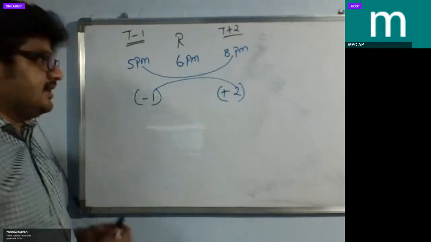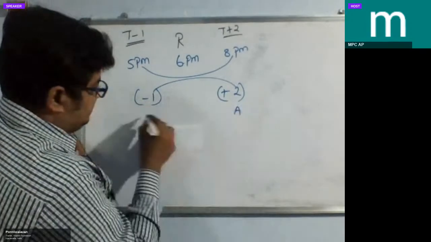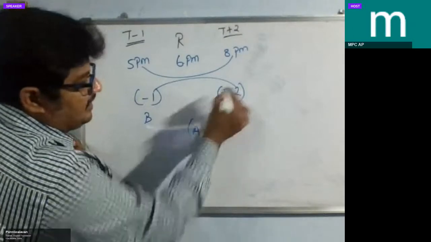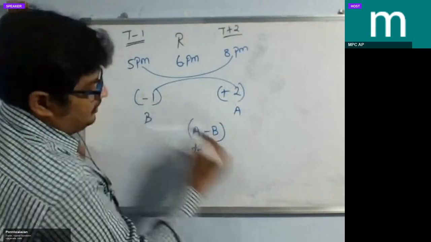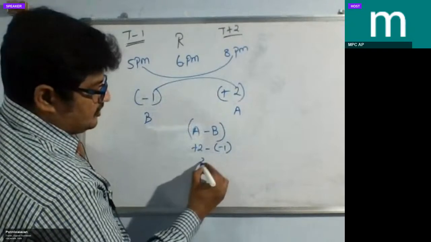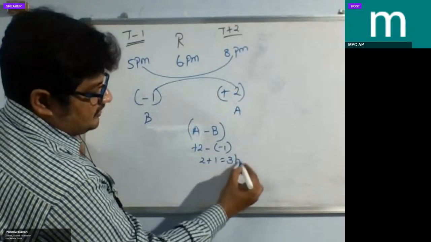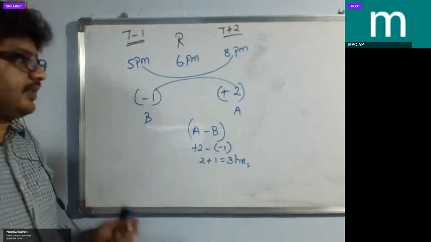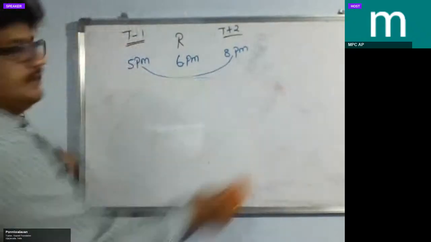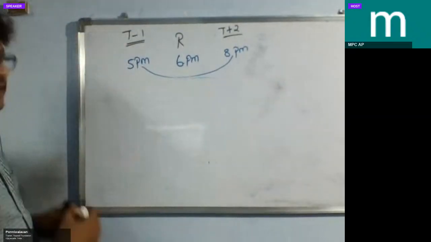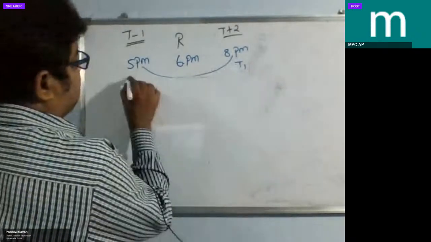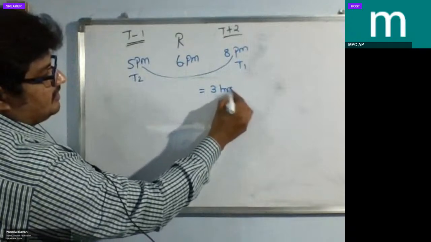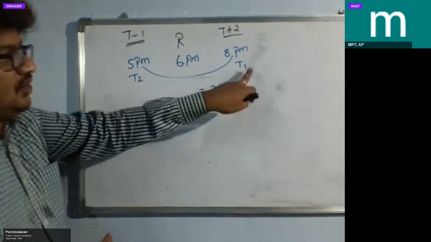Okay, listen, this is A, this is B. So we need to find the difference A minus B. This is plus 2, minus of minus 1 is plus 1. So it is 3 hours. Is it clear? Okay, listen. This is T1, this is T2. So T1 minus T2 is 3 hours.